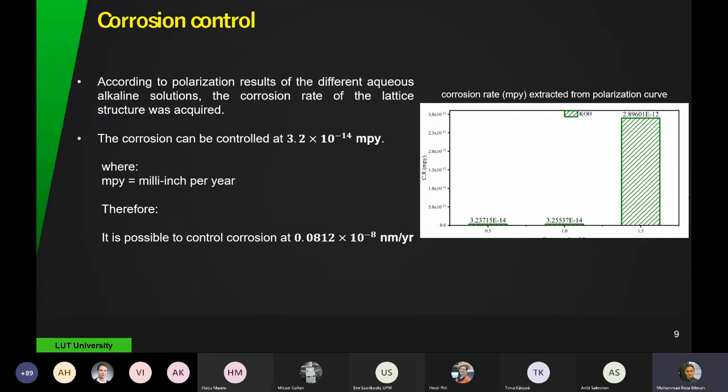As for corrosion control, according to the polarization results in different aqueous alkaline solutions, the corrosion rate of the lattice structures was acquired. Here we have the picture of corrosion rate in MPY, milli-inch per year, extracted from the polarization curve. And it is possible to control corrosion at 0.08 × 10^-8 nanometer per year, which is also significant.